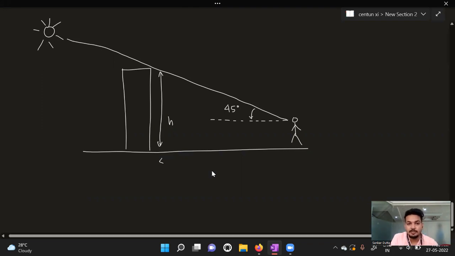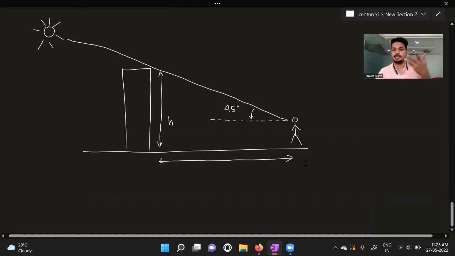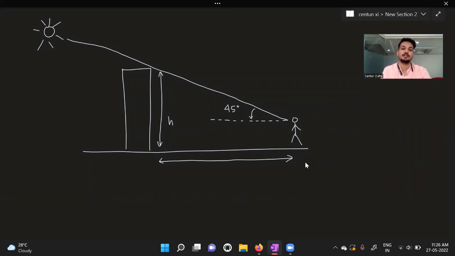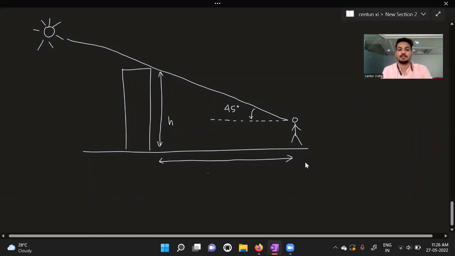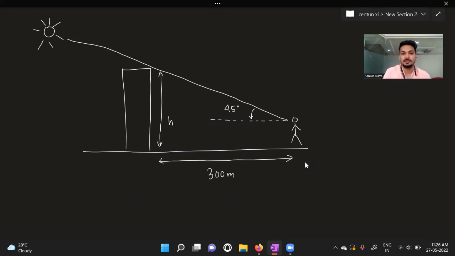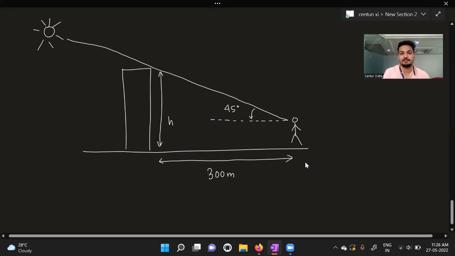And finding out horizontal distances is pretty easy. All you need is a vehicle. You just check the odometer and you drive to that location, and you will find out, okay, this is 100 meters, or let's say 300 meters. Okay, so how do you find out H based on that? It's very, very simple. You just make this angle, right?